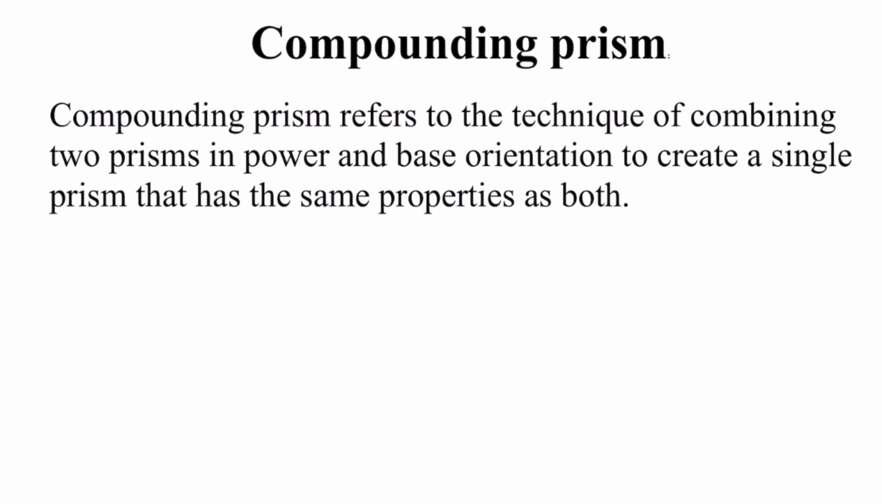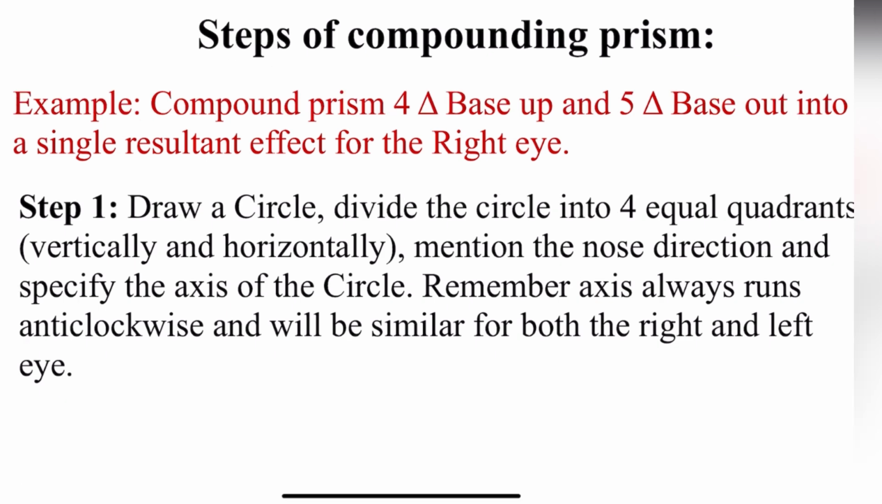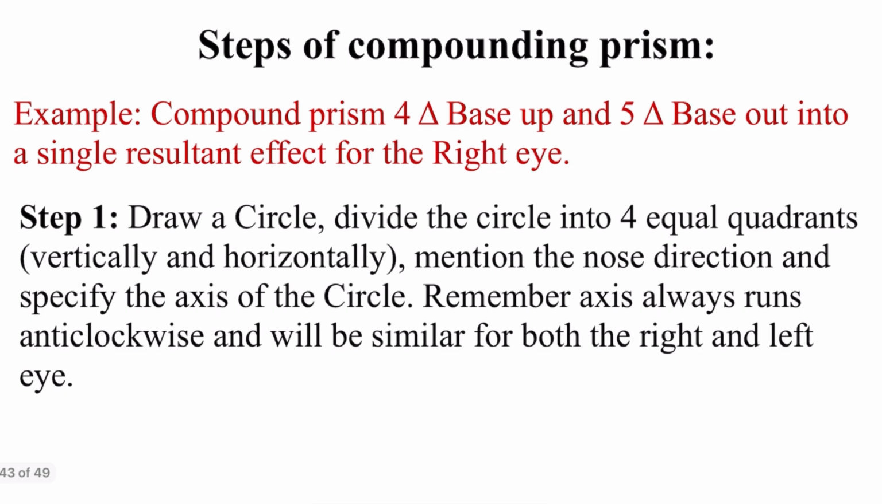So compounding prism refers to the technique of combining two prisms in power and base orientation to create a single prism that has the same property as both. So what are the steps of compounding prism? Suppose we have an example where we want to compound 4 prism diopter base up and 5 prism diopter base out into a single resultant prismatic effect for the right eye.